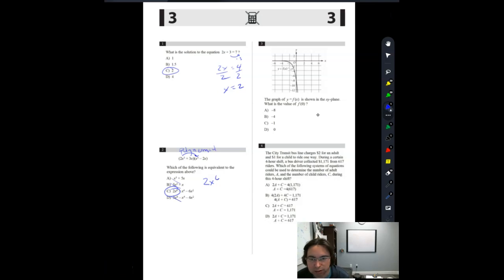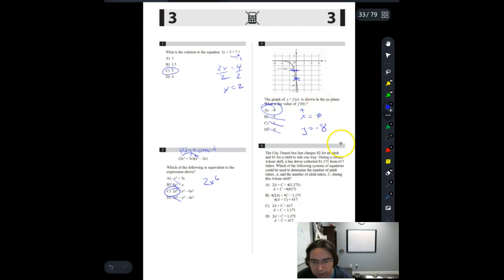Looking here, this is function graphing. It says the graph of y equals f of x is shown in the xy plane. What is the value of f of 0? Remember, that 0 is our x value. So when x equals 0, then y equals what? If we look here, it crosses about right here. It's definitely a negative value, and it's not -4 because there's -4 right there. So it's not that, not that, and we can see this one is -8.